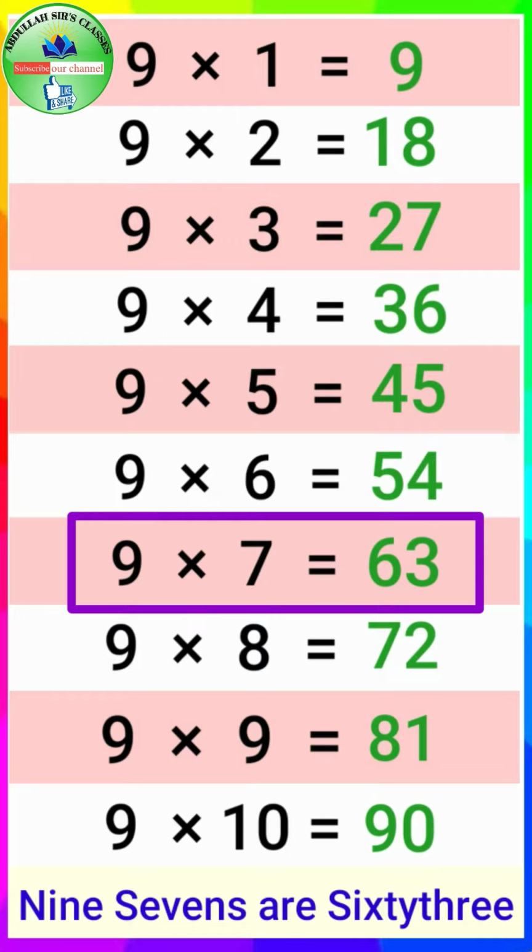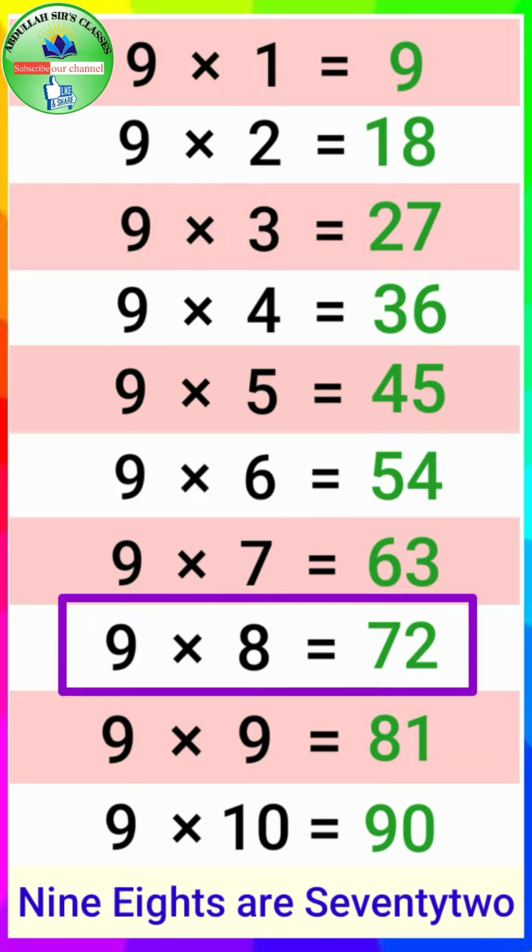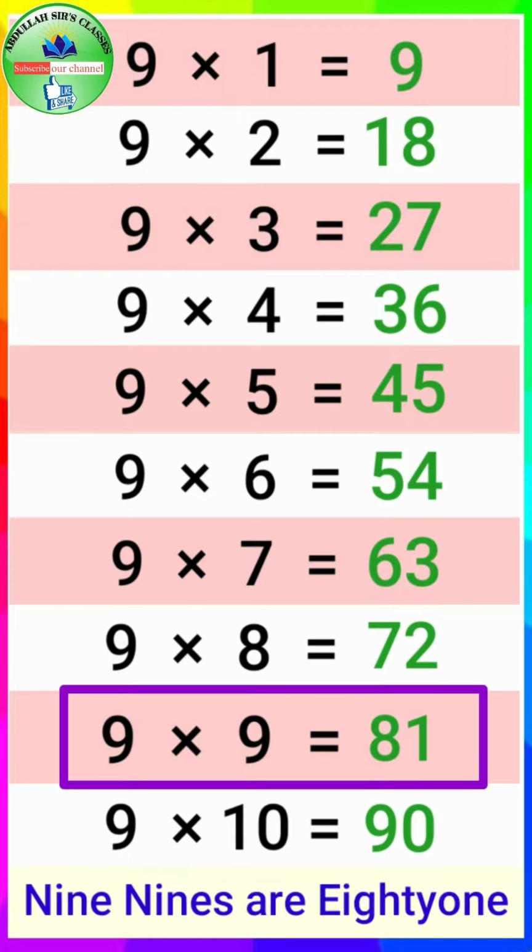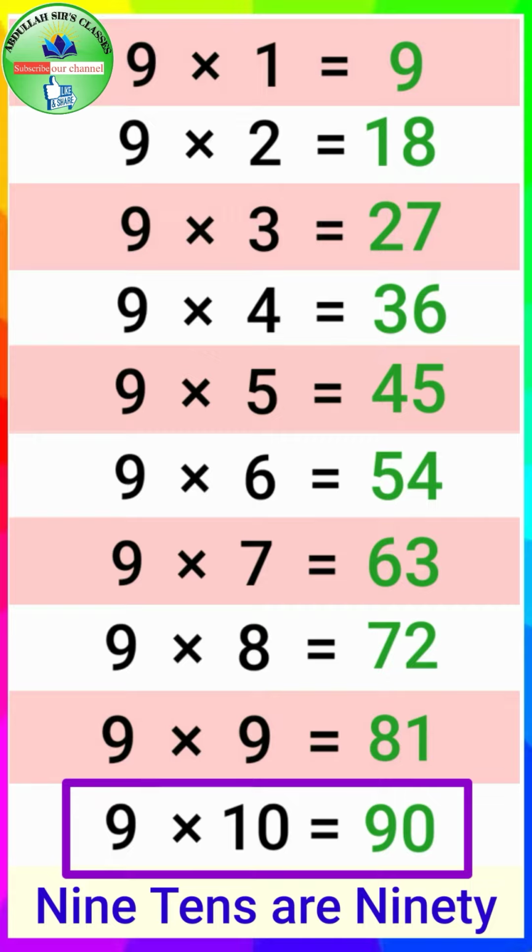9 sevens are 63, 9 eights are 72, 9 nines are 81, 9 tens are 90.